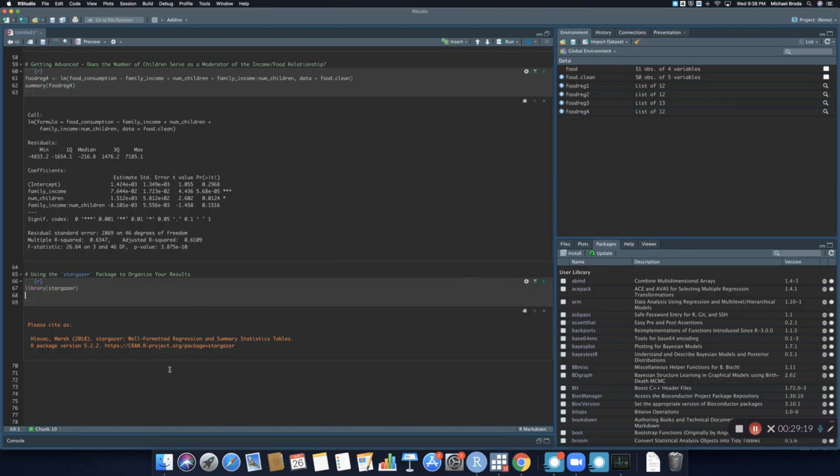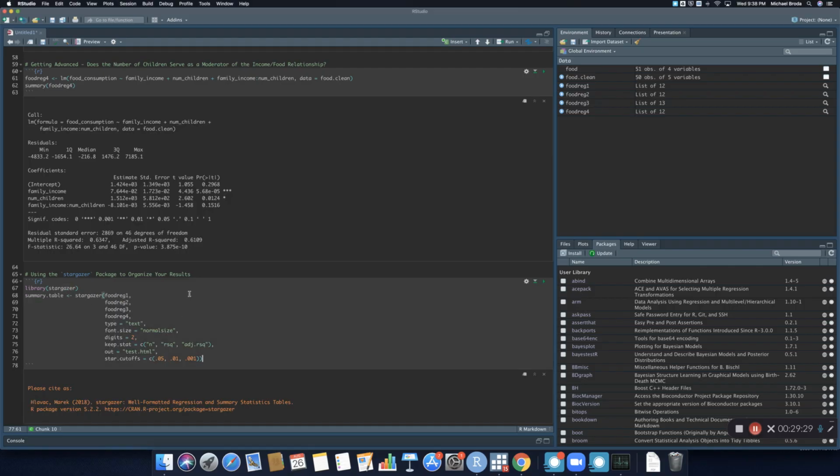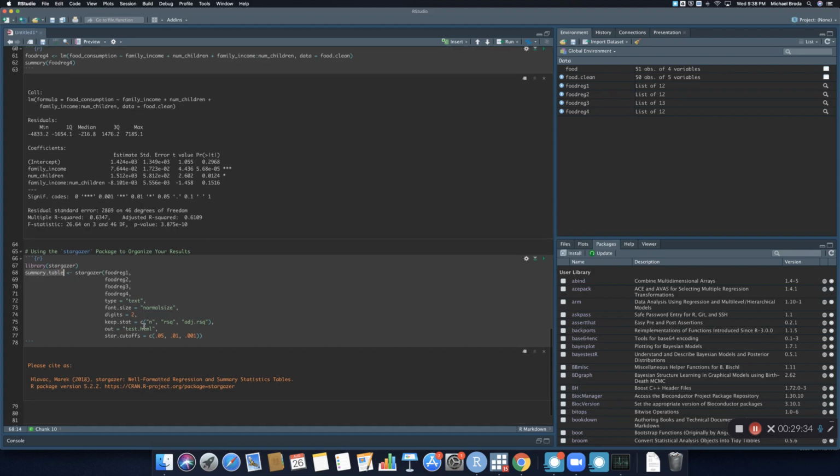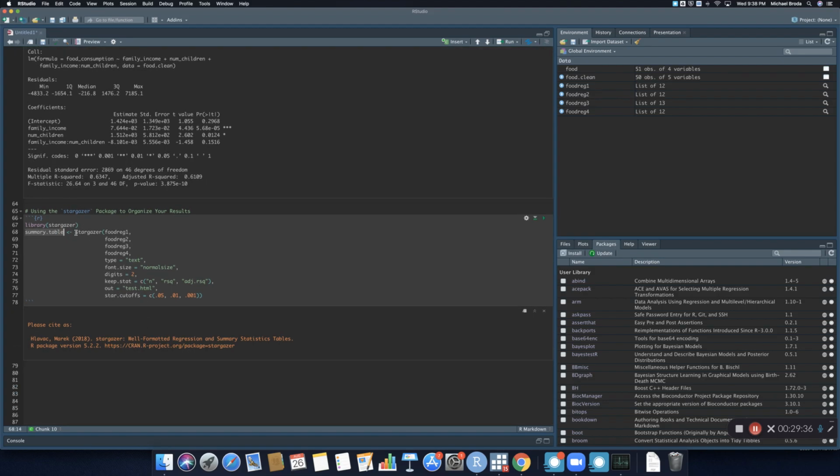And so once Stargazer is up and running, now I'm going to just copy and paste this table because it's going to take me a while to actually type this one out. So I'm going to create a summary table. This is a new object, and it's going to use the Stargazer function, which creates really nice tables. And basically what summary table does is it collapses multiple regression models together into a publication quality type summary.